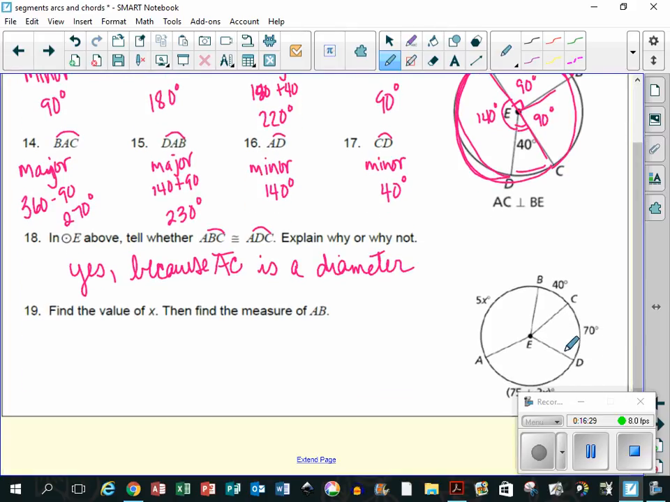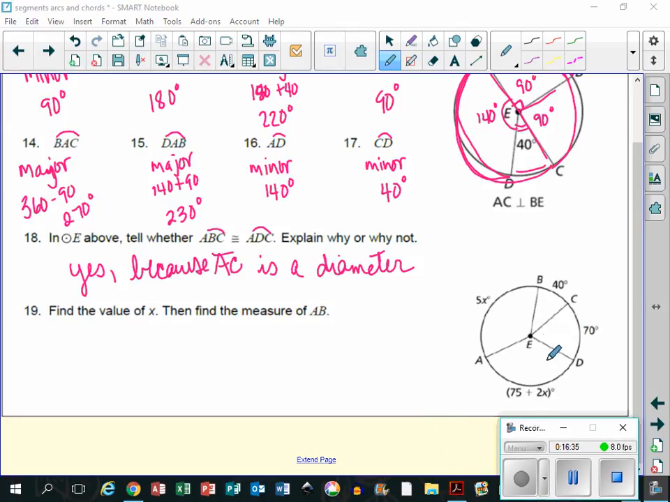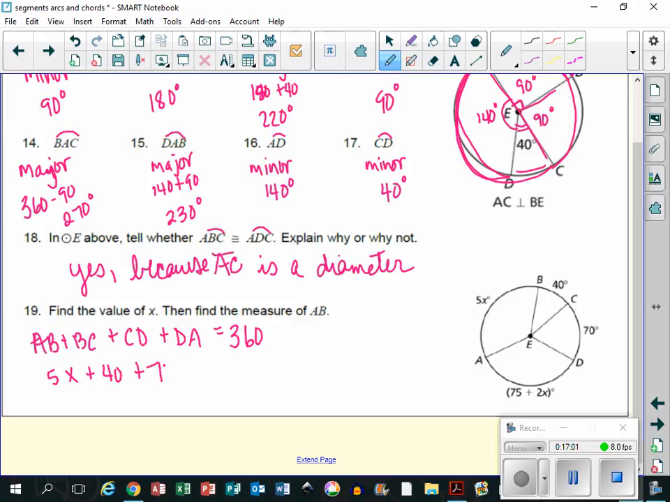Okay, and then now it says find the value of x. Let me move this down a little ways. We know there's 360 degrees all the way around. So all the arcs, AB plus BC plus CD plus DA, they all have to add up to 360. So 5x plus 40 plus 70 plus 75 plus 2x has to add up to 360.